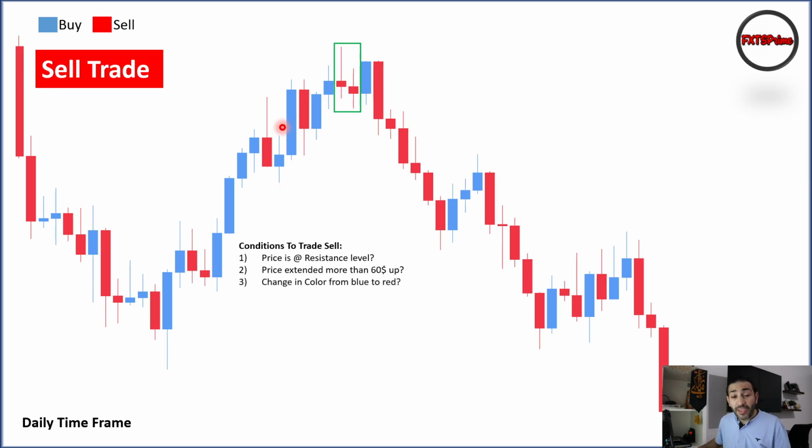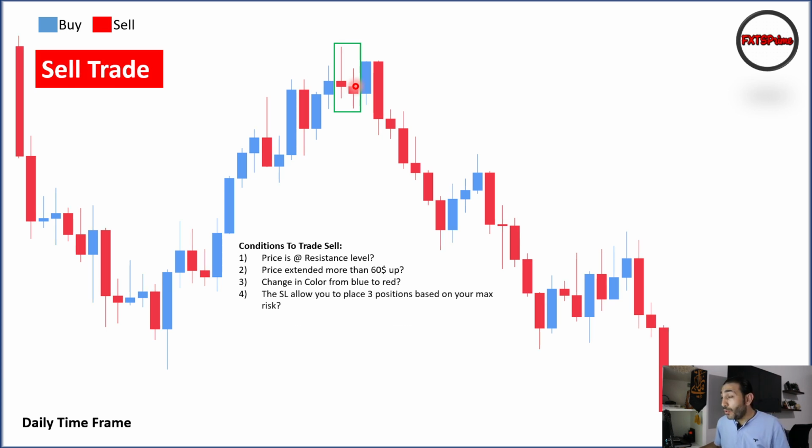Third thing here, I will ask myself, do I have a color change? It was blue candles here, blue, then this candle is red. Red means sellers jump into the trade. So did the color change? Yes, it was blue. Then it changed to red, which is a sell candle.